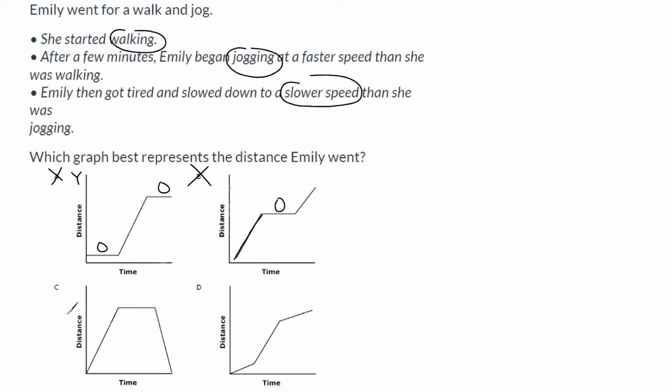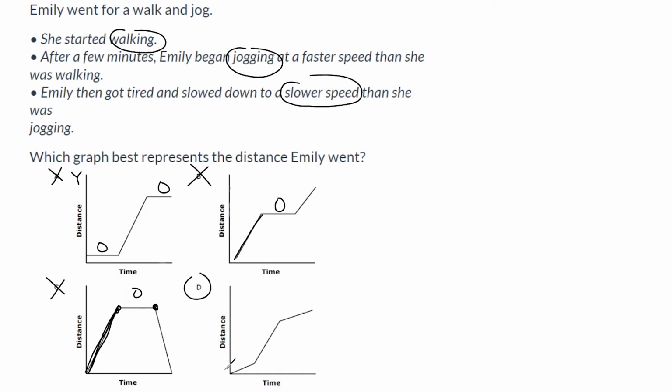Now, if we take a look at choice C here, we can see that Emily is moving a distance over time for the first part of the graph, but for the second part, she's not moving at all. We can see here that from this point to this point, the distance does not go up or down as time moves forward. So this cannot be the correct choice because it says in the problem that she was jogging during the second part of her walk-jog. So the answer must be D.